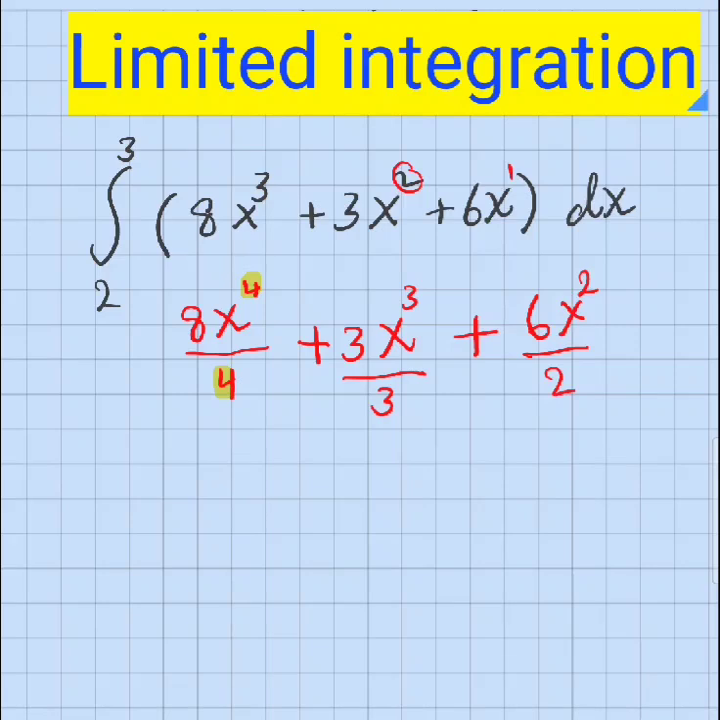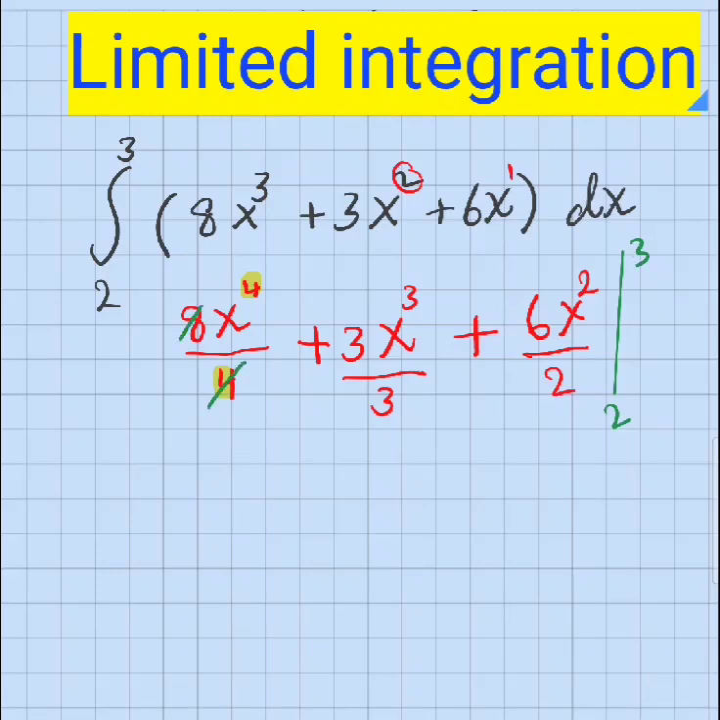Now, as was mentioned before, because we're dealing with a definite integral, we don't need to write the constant c here. But we do need to write our limits of integration. So now let's simplify this expression.